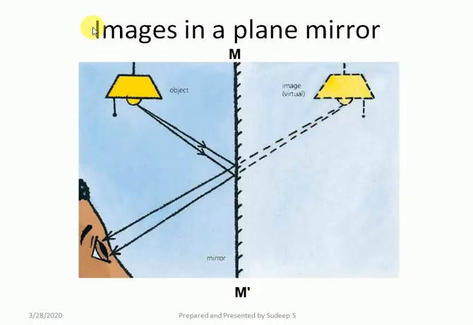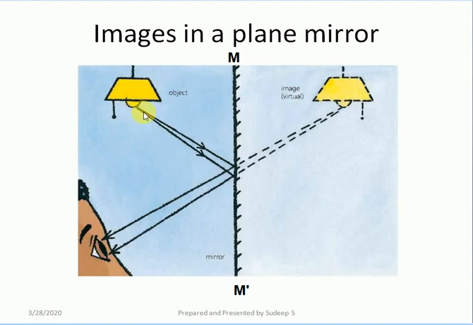Here is a pictorial representation of how images are formed in a plane mirror. Let us first list down what we observe in this picture. Object, which is a lamp, mirror, image, and an observer. Thousands of rays could have been drawn, but for simplicity, only two rays have been shown.